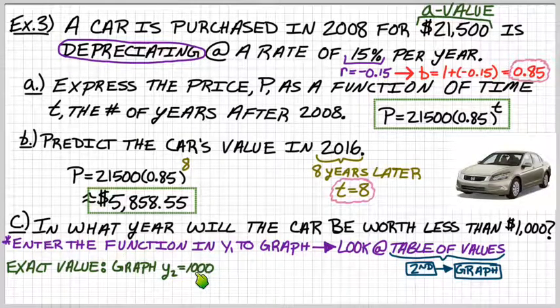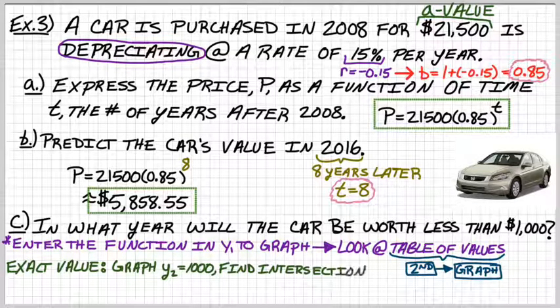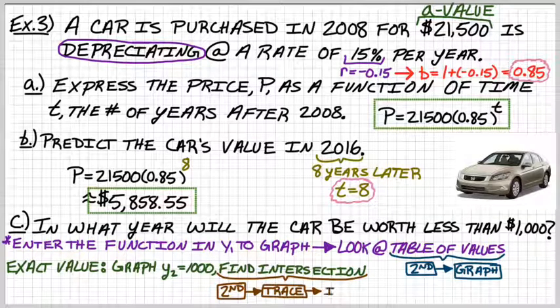So that's going to be a horizontal line. If we graph the y values equal to 1,000 in y2, because this one's already graphed in y1, then all you have to do is look at where they intersect. So find the intersection. If you don't remember how to do that, that's okay. I'll tell you. You just hit second, trace, that's where most of your commands are, and then select intersect. So that's if we want to get an exact value as opposed to an approximation from the table. Let's take a look at that.